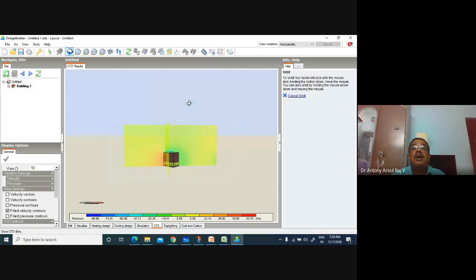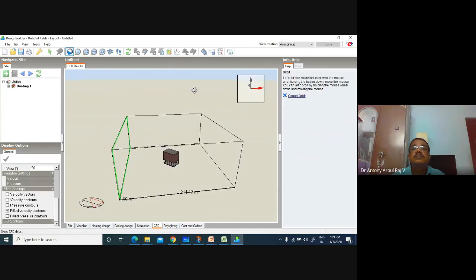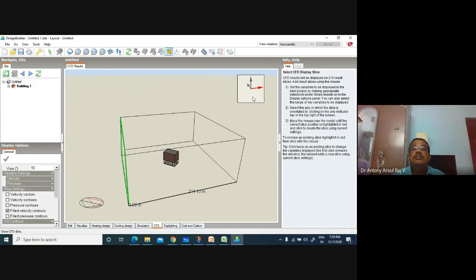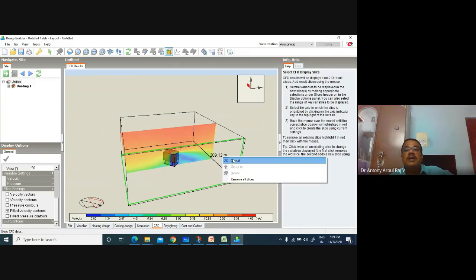I will remove all the slices, and now I will put the slice for velocity. Now I will put it in this direction, because my flow is from the left side to the right side. One minute, I will remove this.